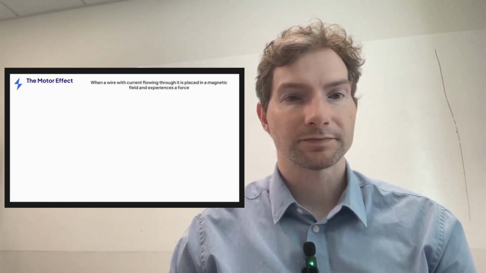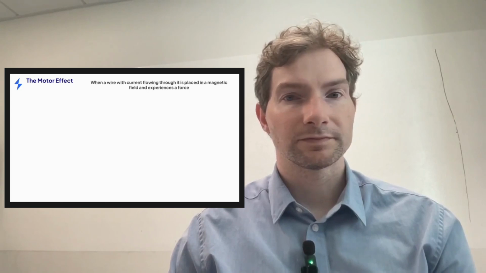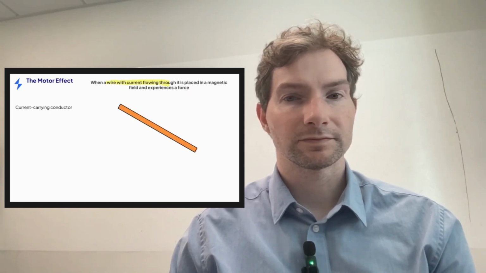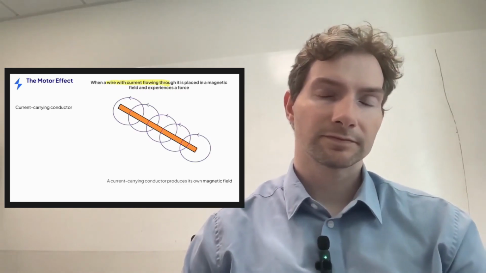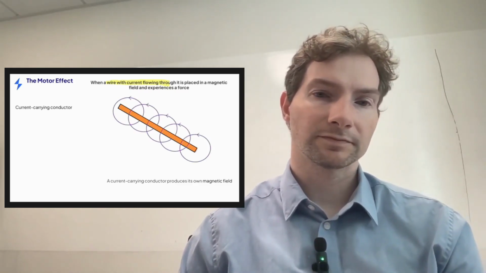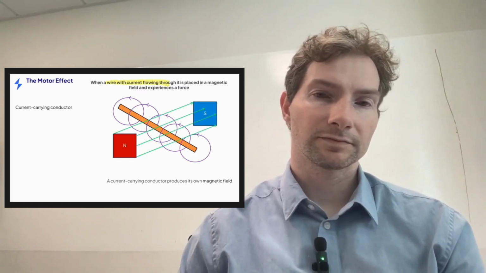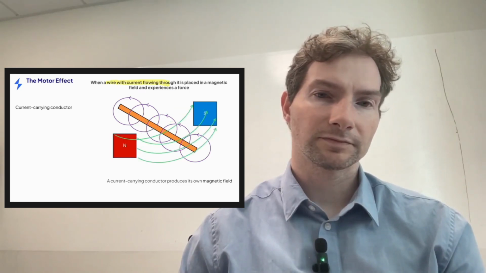The motor effect is when a wire with current flowing through it is placed in a magnetic field and experiences a force. A wire with current flowing through it is often referred to as a current-carrying conductor. It normally means a copper wire. The magnetic field is produced around the current-carrying conductor. When placed inside a magnetic field, the magnetic fields interact, and the wire experiences a force, causing it to move.